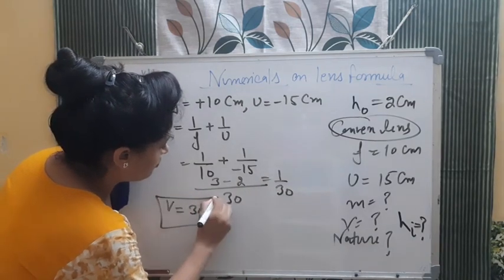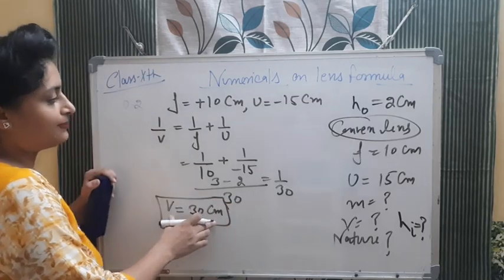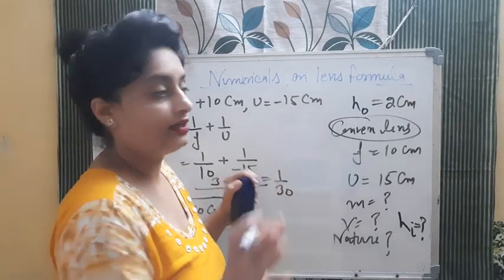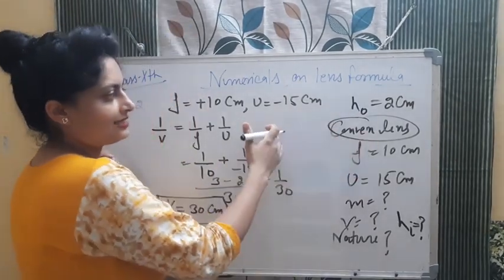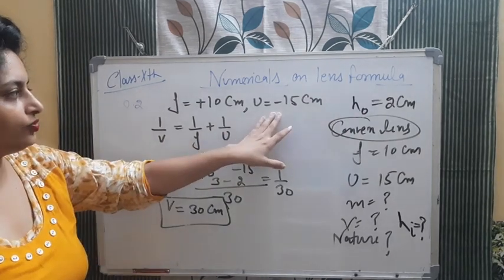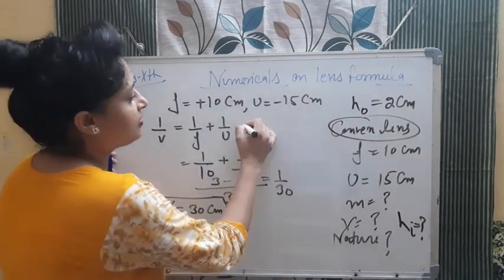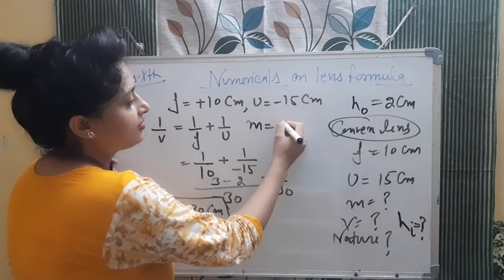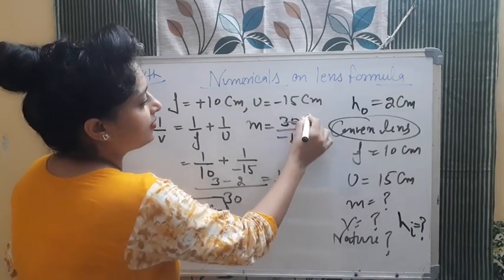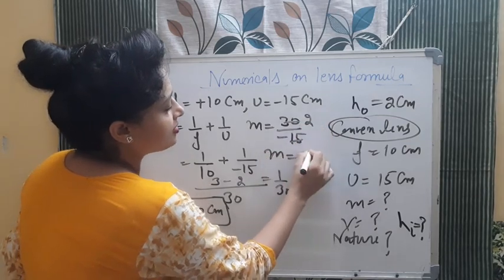Now one thing to be very clear from here: V is positive, it means the image is what? Real and inverted. Because in case of the convex lens, it is real and inverted, that's why it comes positive. V we got, U we got. Now find out the magnification. Magnification is V by U. V is 30, U is minus 15. So M is minus 2.